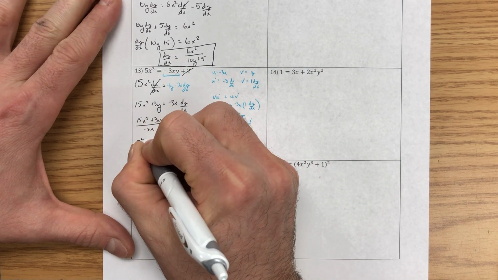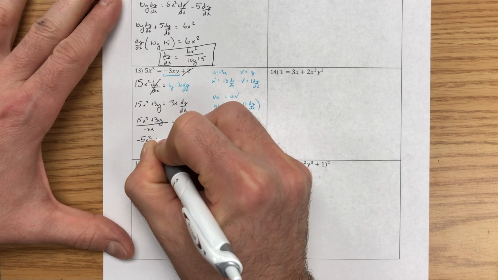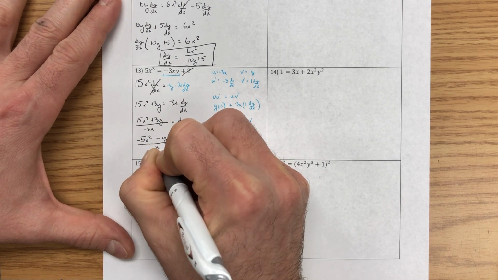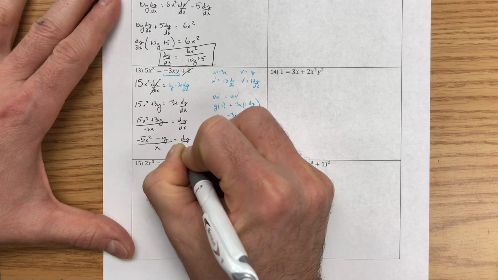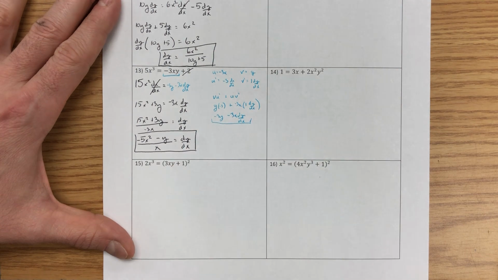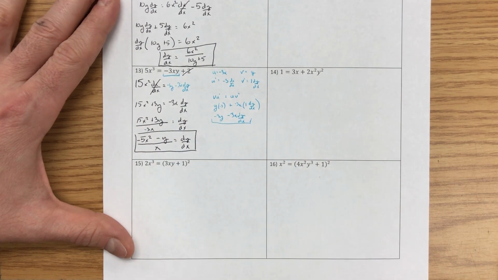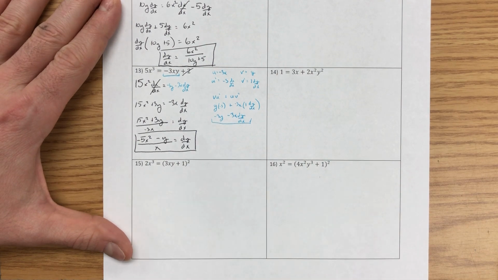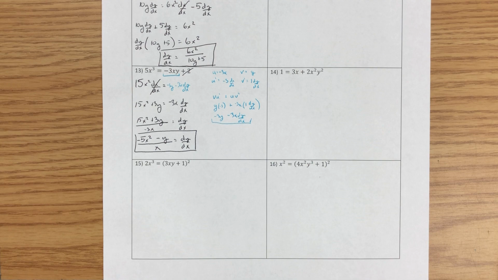So that would be a negative 5x squared minus y, all over x is dy over dx. Boom. Found the change in y with respect to x. So how will you do right there? The next one, ooh, it looks like we have a double chain right here.